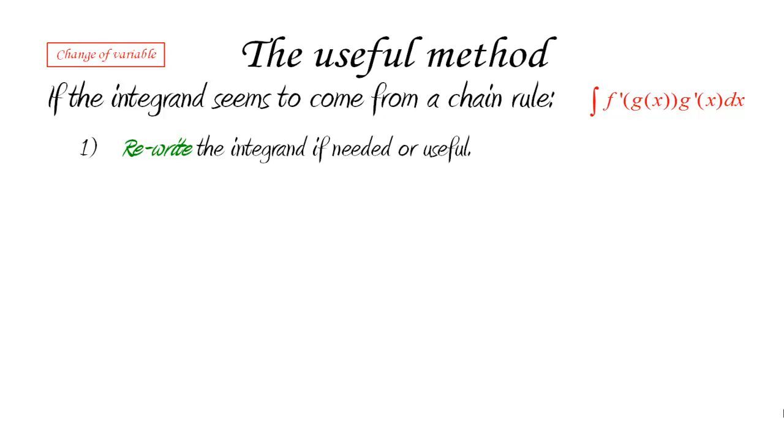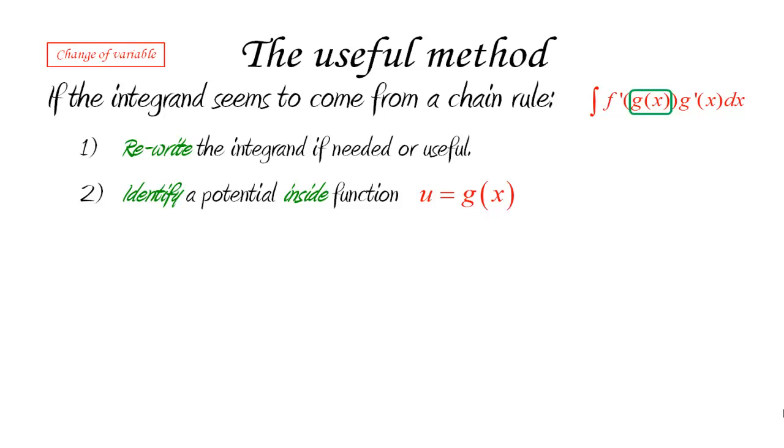First of all, we're going to rewrite the integrand if needed or useful. Remember, this is always the get ready step that we want to do at the beginning. Maybe we may want to simplify the function itself, rewrite it differently, or whatever. Secondly, we're going to identify a potential inside function. Remember, this comes from a chain rule. There's going to be an inside and an outside. So we're going to identify that inside function, and we're going to call it u. So u is going to be our new function. That corresponds to the g of x inside the formula.